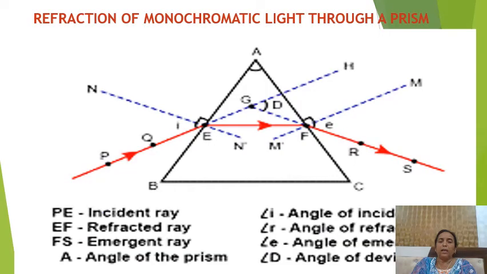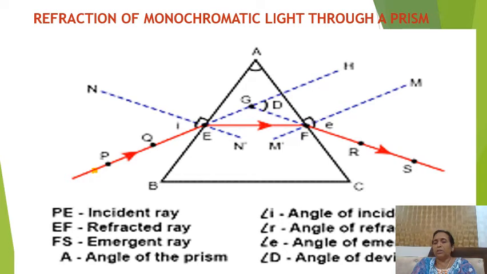Now students, with the help of this figure, let us quickly revise the refraction of a monochromatic light through a prism. In this figure, we can see PQ is the incident light which falls on a prism ABC at the point E. When it enters the prism, it is bending towards the normal because it is entering a denser medium, glass. Glass is denser than the air. Therefore, it bends towards the normal. And here you can see is the normal.